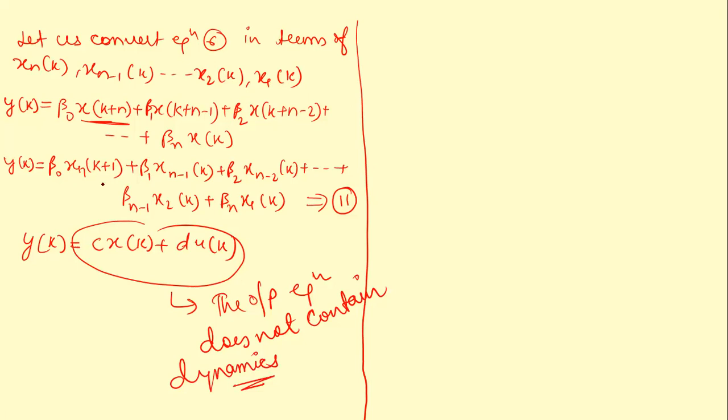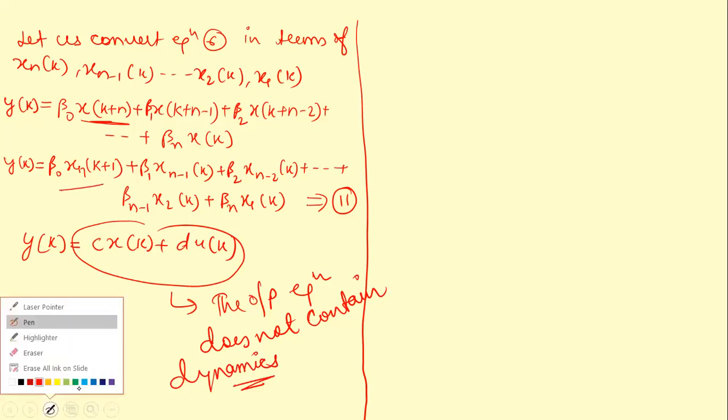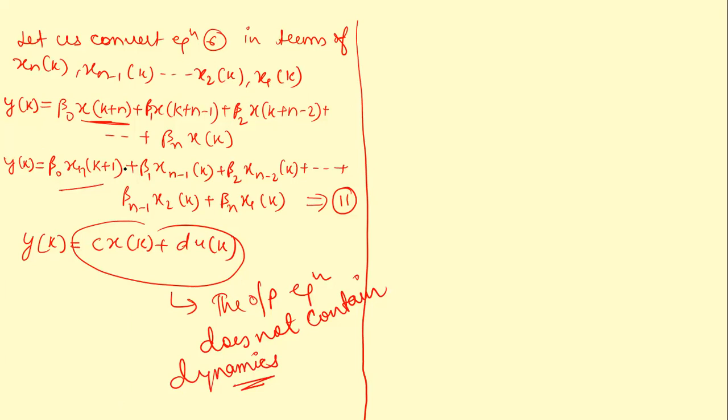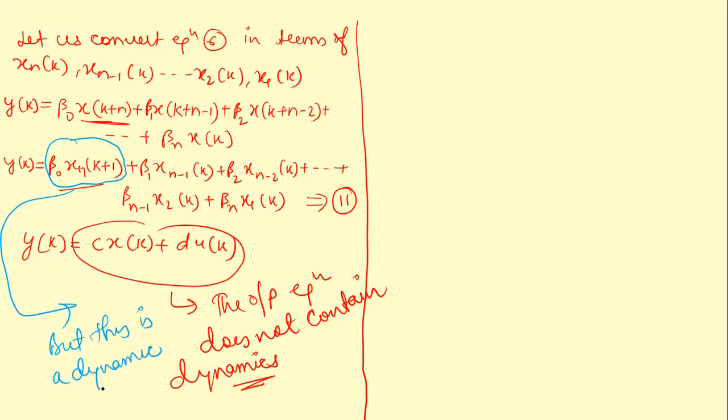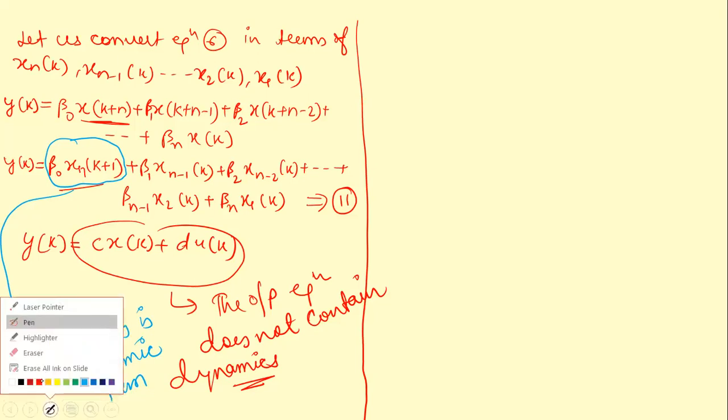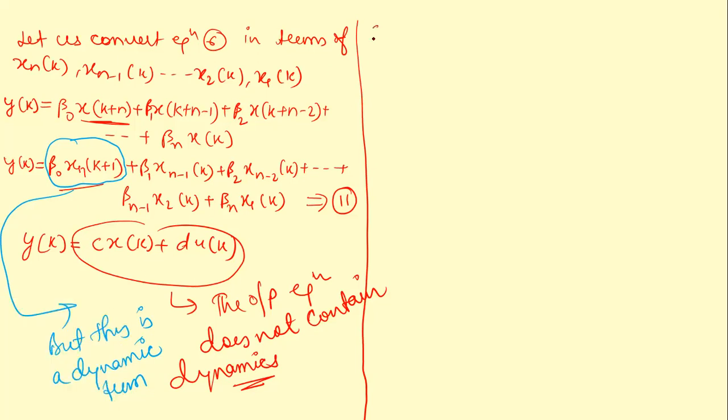But here in this particular equation, you have a dynamic term, right? This is a dynamic term, so what we'll do is we'll replace this term. We can replace this particular term by equation number 10. So we can substitute equation 10 in this, right?